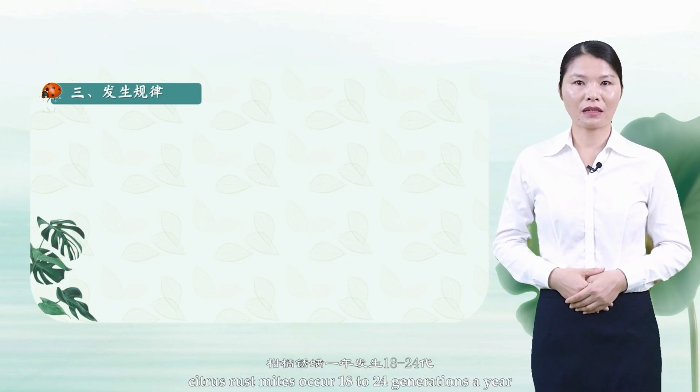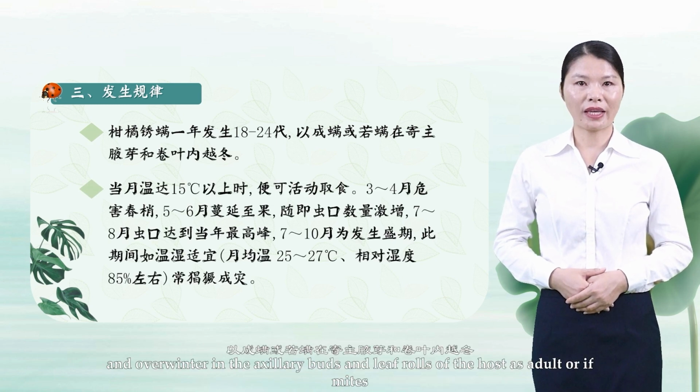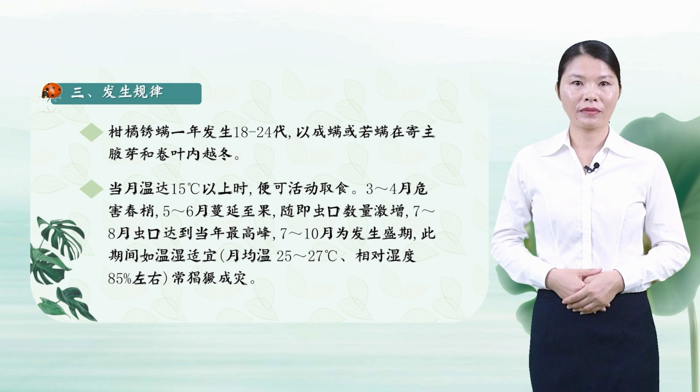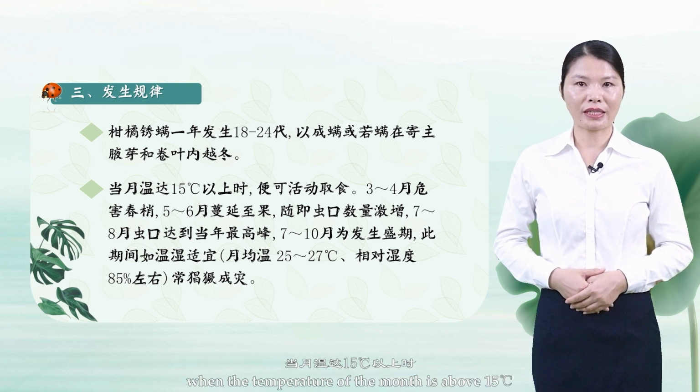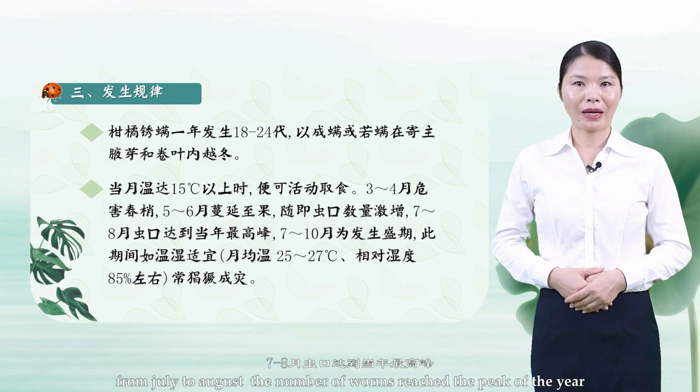3. Occurrence regularity. Citrus rust mites occur 18 to 24 generations a year and overwinter in the axillary buds and leaf rolls of the host as adults, or nymphs. When the monthly temperature is above 15 degrees Celsius, they can be active and feed. From March to April, the spring shoots are damaged. From May to June, they spread to fruit, and then the number of mites soars. From July to August, the number of mites reaches the peak of the year.